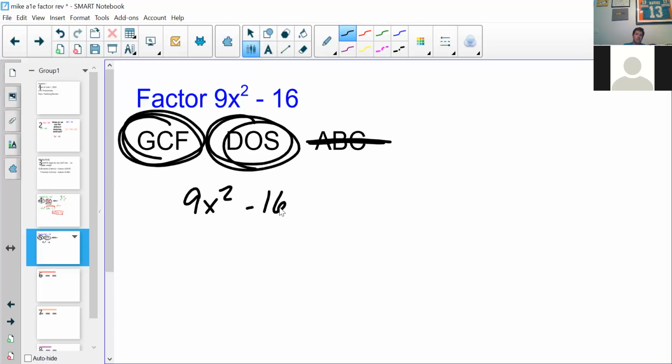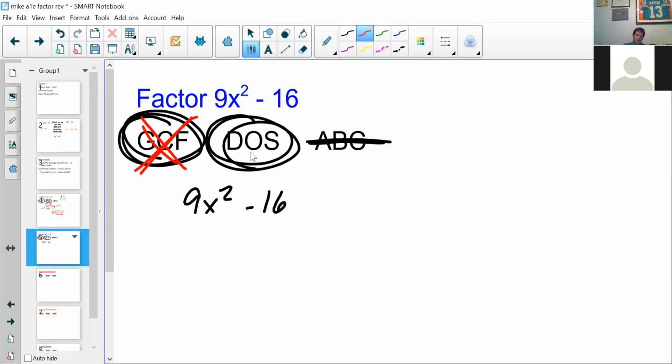And the first term has a couple x's. It has two x's, x squared. The second term does not have any x's at all. So actually, in this case, we don't have a GCF. That's just a reminder that you want to make sure you check for a GCF.